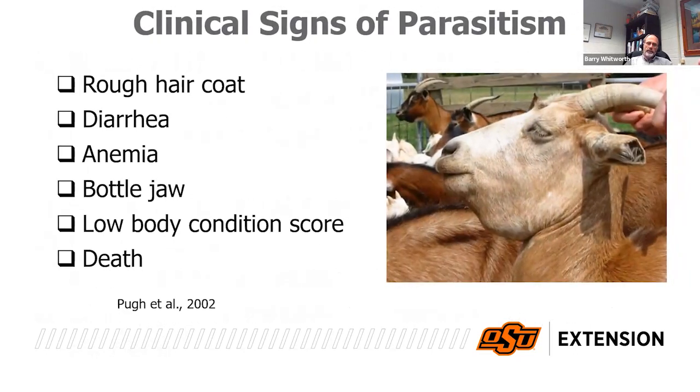Clinical signs of parasitism. I'm sure if you've had small ruminants, you've seen these signs at some point or another. The rough hair coat, diarrhea, anemia is probably most likely only seen in Haemonchus. You might see it in Teladorsagia, but usually just Haemonchus, and that bottle jaw, that edema that we see because of the hypoproteinemia. You don't have protein, we get breakdown in our little vessels and fluid starts to leak through them. Of course, they lose body condition, they're losing weight, and death.